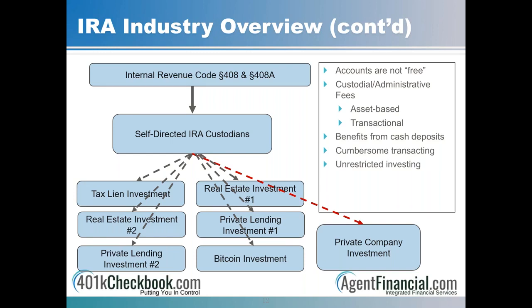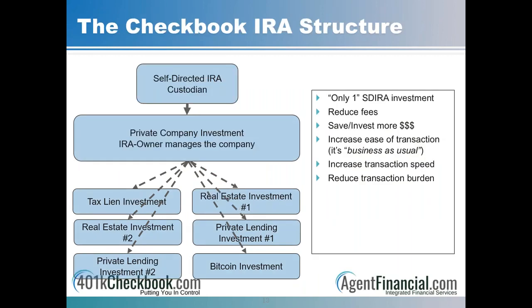So with your regular self-directed IRA custodian, you're going to have cumbersome transacting, but you'll have unrestricted investing. You'll have fees, but again, a lot of the benefit of your funds is accruing to the custodian. Not all the benefit accrues to you. So to rectify that, and truly give you, the investor and the owner of the funds, the complete and total control and the complete and total benefit of your assets, and to reduce your fees and your paperwork, we use the Checkbook IRA structure.